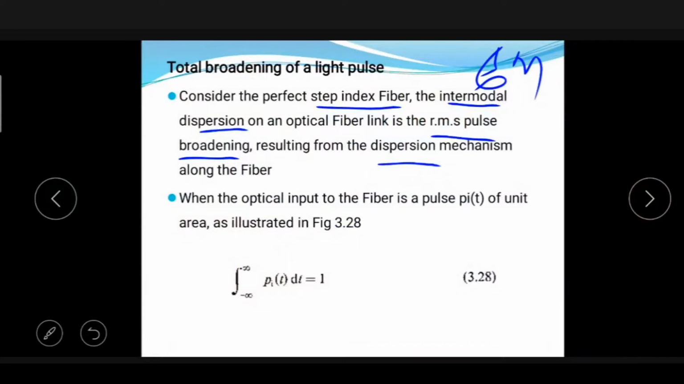Consider an optical input to the fiber, which is a pulse with unit area. This is the assumption we make. We consider an optical fiber, and an optical signal is coupled into the fiber, which is a pulse Pi of t, where Pi indicates the input optical power. So it is Pi of t of unit area, as illustrated in the figure.